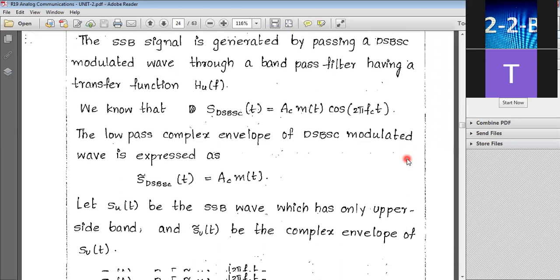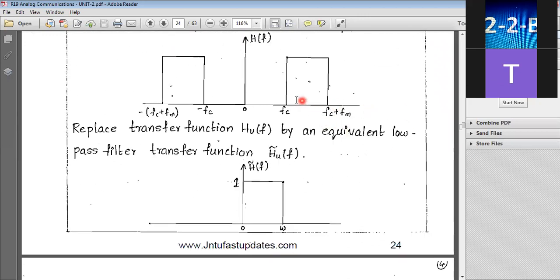That is, among these two bands, in SSB we require only a single band, that is either USB or LSB. Therefore, to allow the particular band of frequencies, we use a band pass filter. Already you know the band pass filter. What is meant by a band pass filter? It allows only a particular range of frequencies and rejects all other frequencies. What is the purpose of the band pass filter, BPF? It allows only a particular range of frequencies and removes all other frequencies.